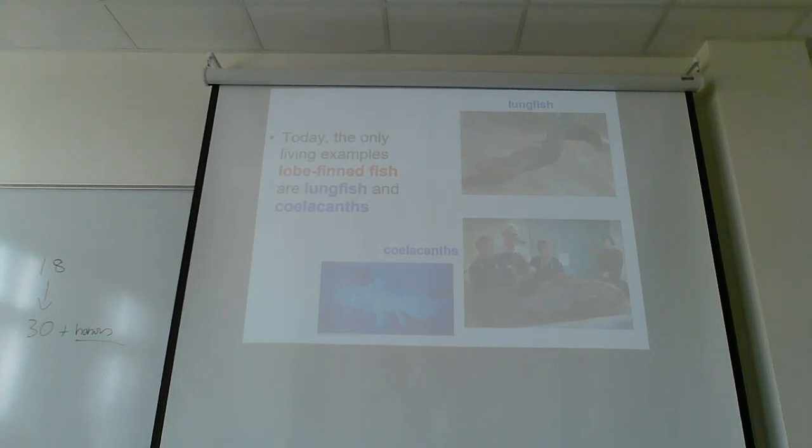It gasps air from the outside. Okay, so the coelacanth, don't get confused. The coelacanth are not lungfish. They're just lobe fin fish. In fact, the coelacanth lives in the deep ocean and hides there. It doesn't need to come up to gasp air. So they're not lungfish. They're just lobe fin fish.